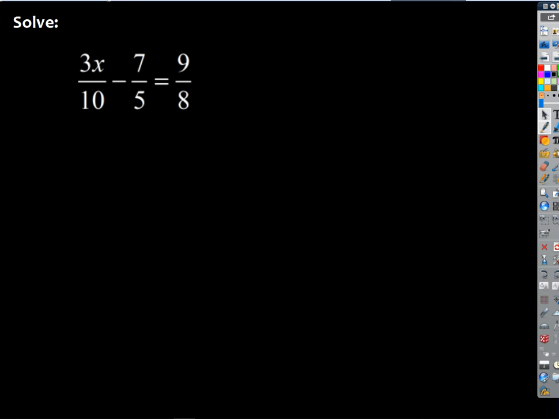So for the least common denominator, I break each of these denominators up into their factors. So this one's going to be 3x over, what does 10 factor into? 5 and 2. What does this, well, that one's already factored, isn't it? And then 8 would be 2 and 4, which would factor into 2 cubed. Okay?